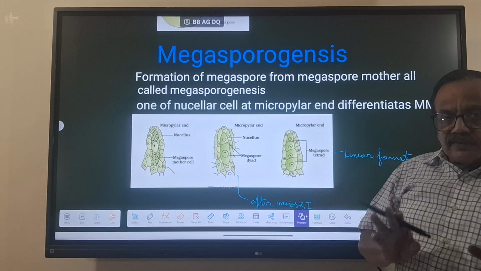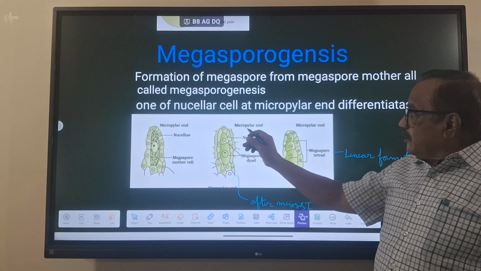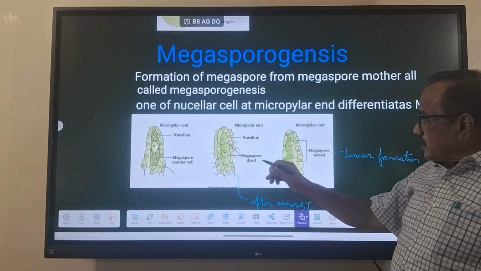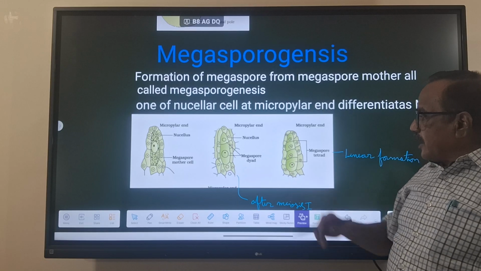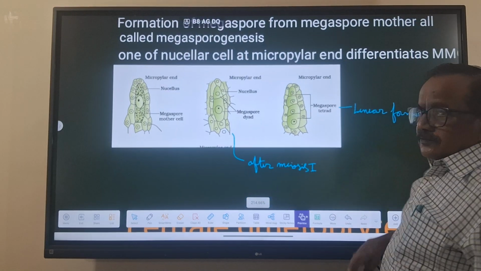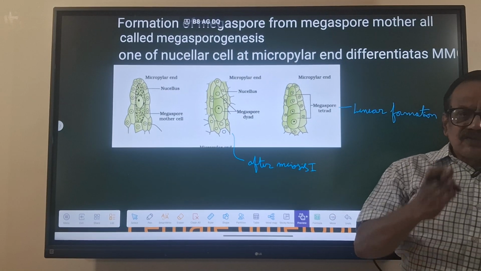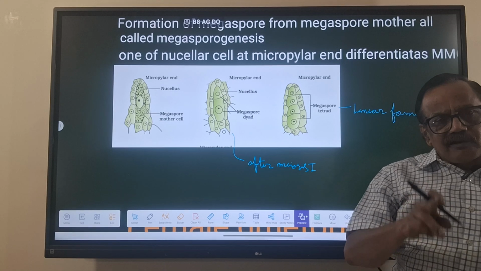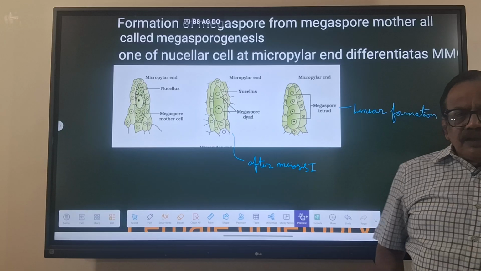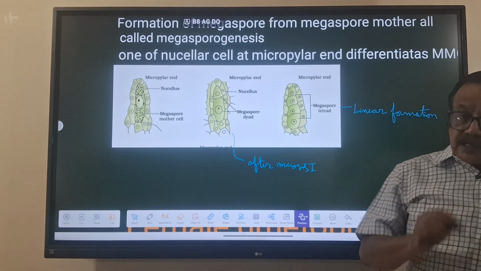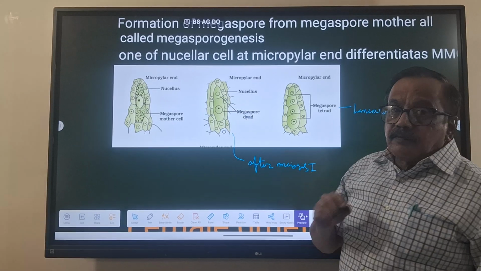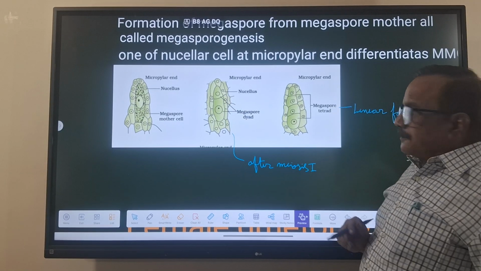But here he has given something critical: the megaspore mother cell has formed 2 cells, which is called a megaspore dyad. What is this dyad, where did it come from? Dyad came in the meiosis. After meiosis 1, 2 cells are formed, which are called dyad. That word, this fellow has used it, and it also has some importance, I will tell you. The megaspore dyad cells are formed after meiosis 1.